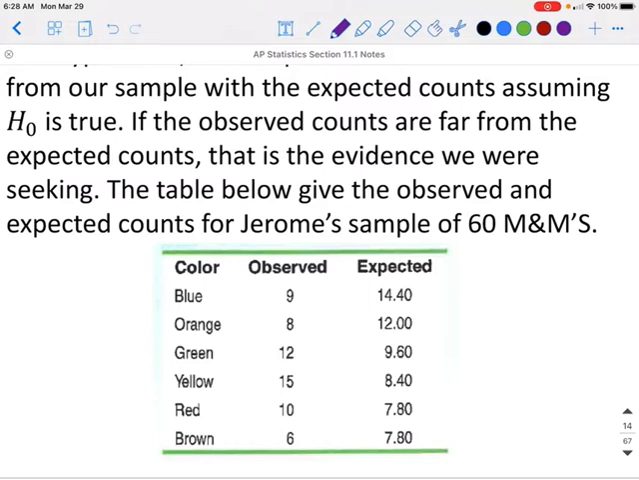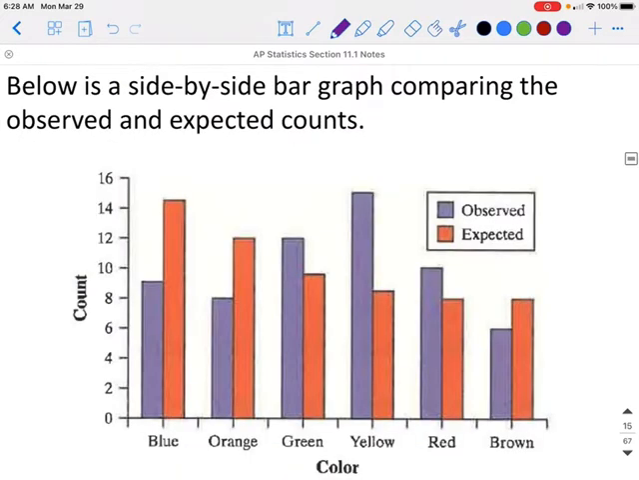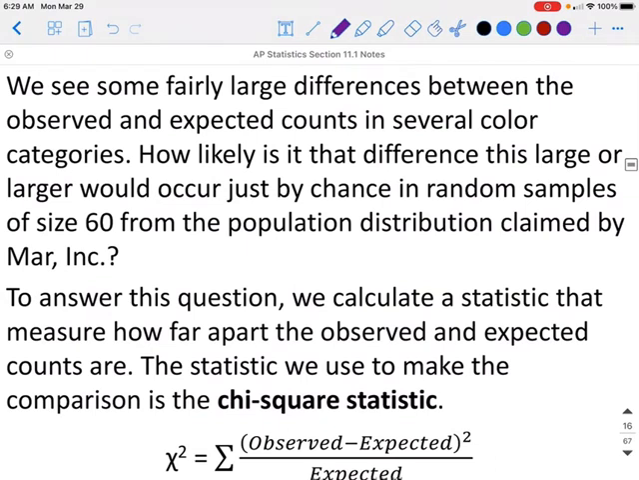So we observed 9 blue candies, but we expected there to be 14.4. And for the yellow, we observed 15, and we only expected there would have been 8.4 yellow candies. So below is a side-by-side bar graph comparing the observed and the expected counts. We see some fairly large differences between the observed and expected counts in several color categories.